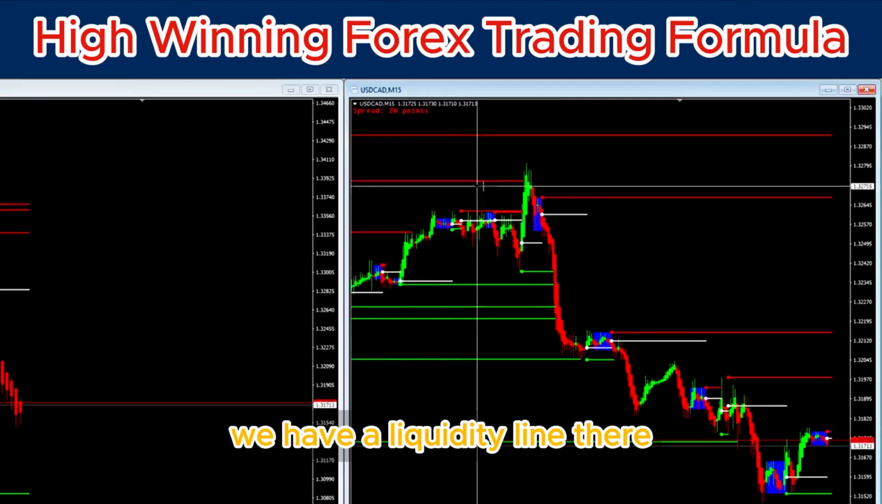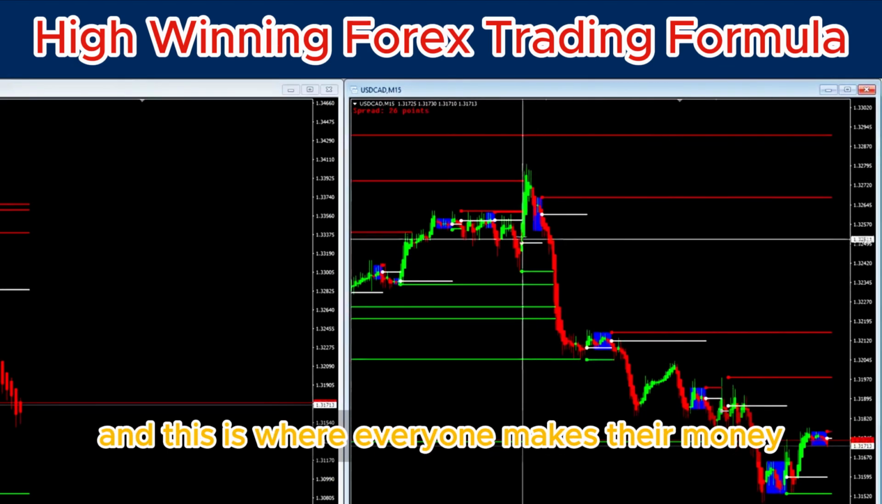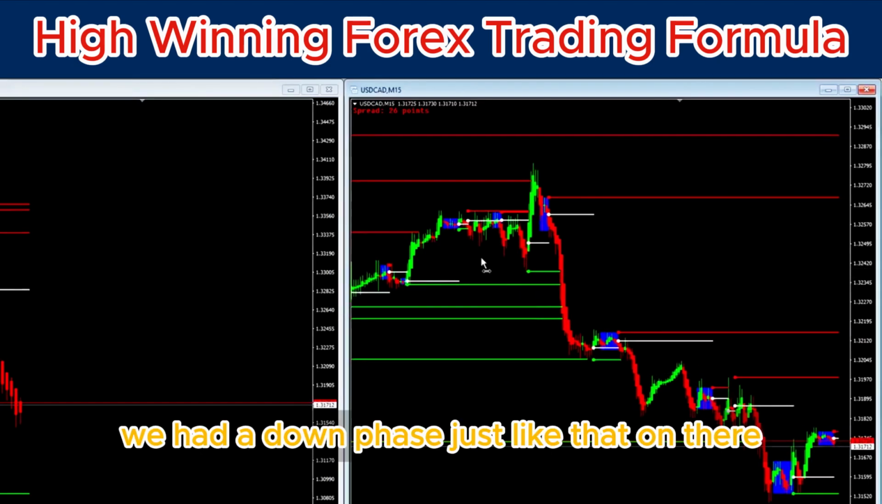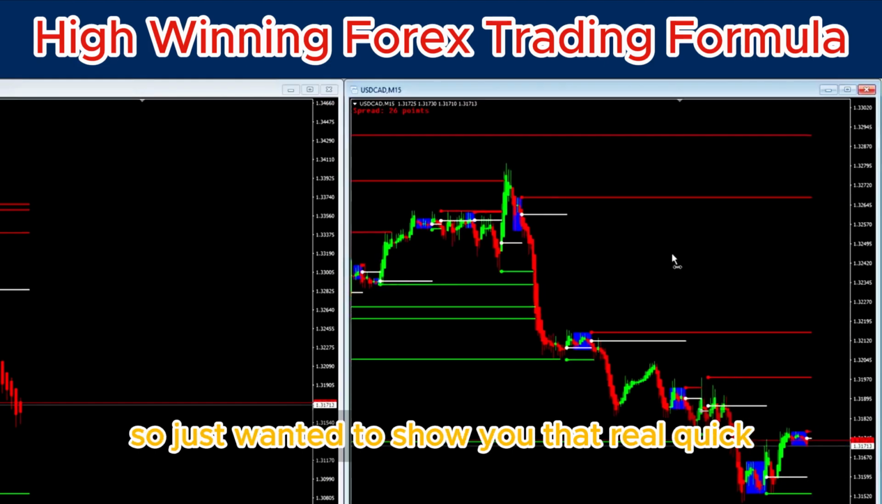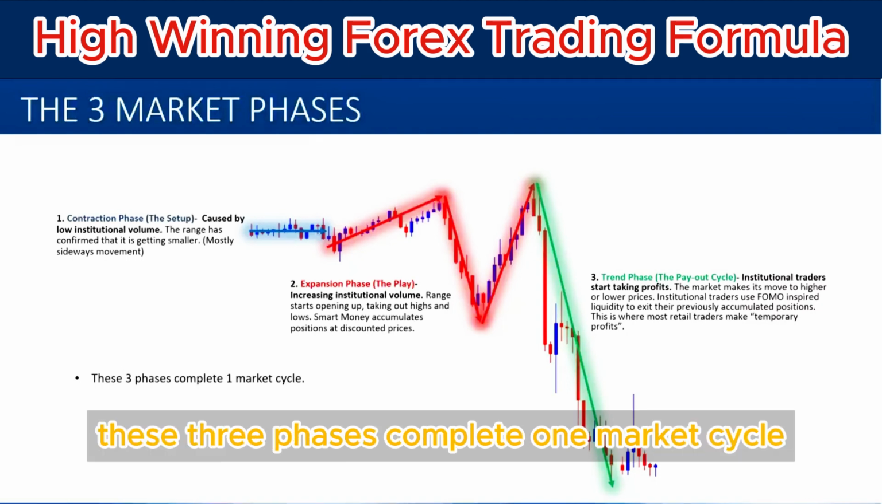On our software, we have a liquidity line there. And then there's your trend cycle, and this is where everyone makes their money. But I thought it was pretty interesting that we had a down phase just like that on there. So I just wanted to show you that real quick. Back to the lesson. So these three phases complete one market cycle.